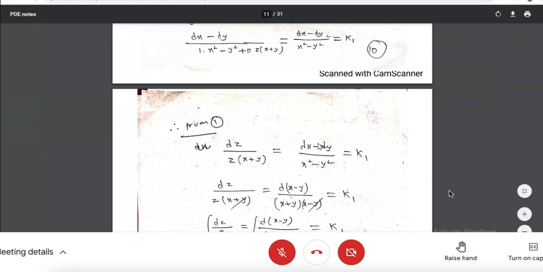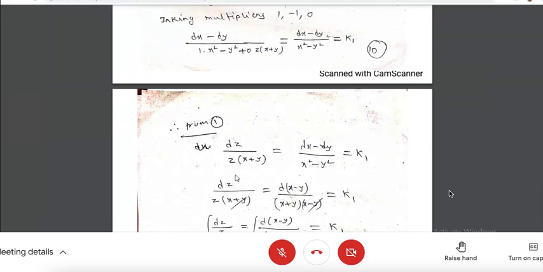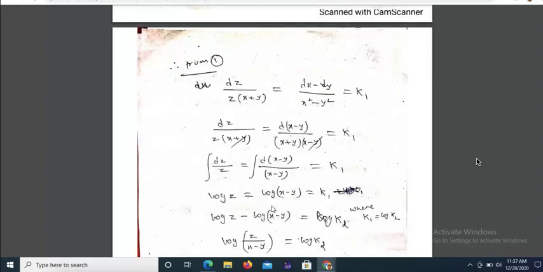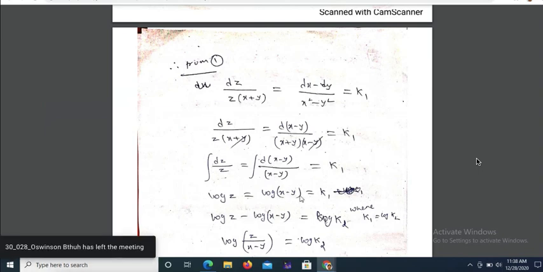That's why I selected 1, minus 1, 0. Already I told you, you have to cancel two terms here. Otherwise, if you are not able to cancel, it means the multipliers you selected are wrong. Okay, go for other multipliers. You have to see that. So x plus y gets cancelled, remaining d of x minus y by x minus y. You know this: let this be t. dt by t is log t. So d of x minus y by x minus y means log of x minus y. Equals log z plus k1.